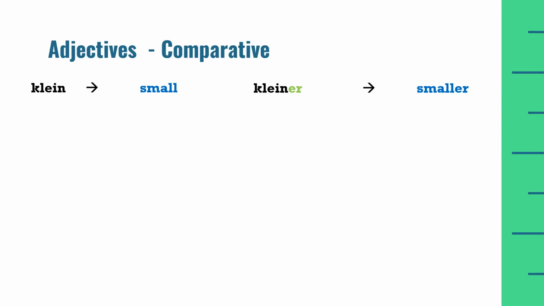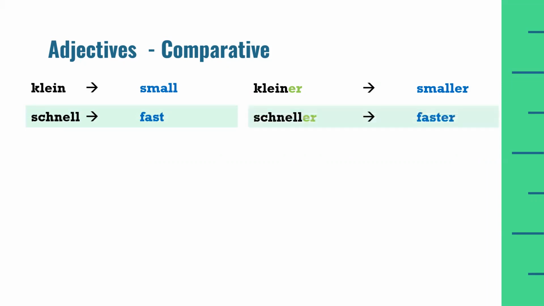So in English we have small, smaller. In German we have klein, which is the basic form or the main form of the adjective, and if we add an -er at the end of klein, it will become the comparative form of the adjective, and it means smaller. Similarly, if we have the adjective schnell, which means fast, in order to make the comparative form, we simply have to add -er at the end of the adjective. So the comparative form of schnell is schneller.